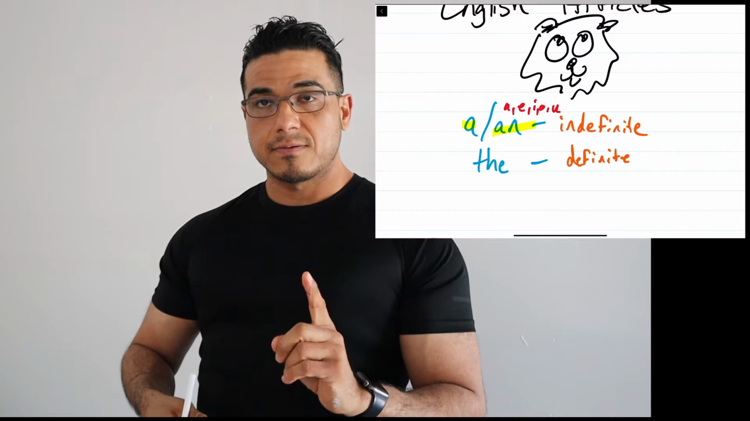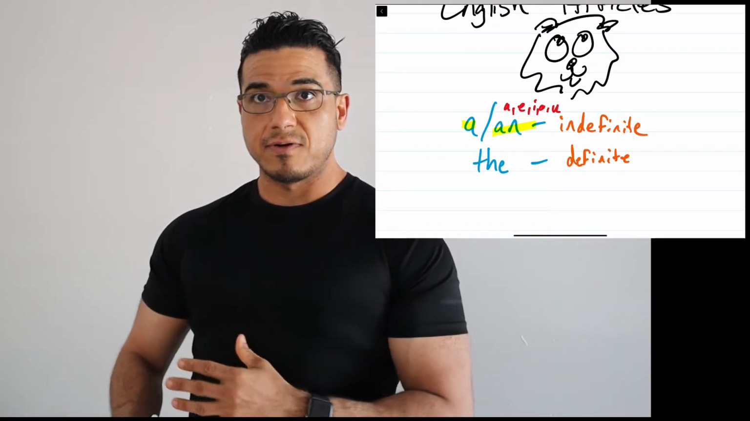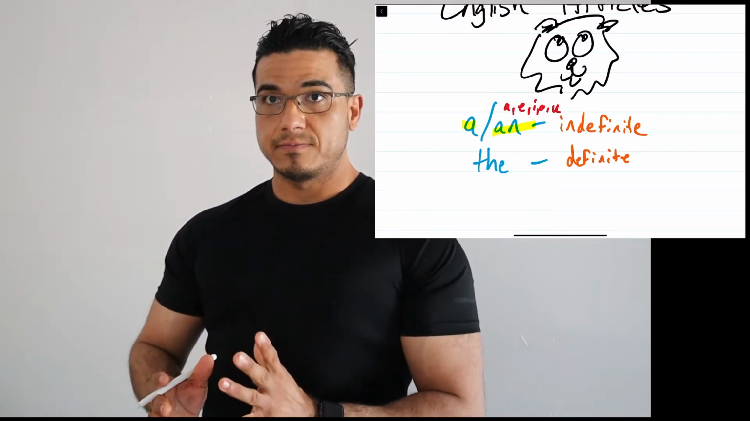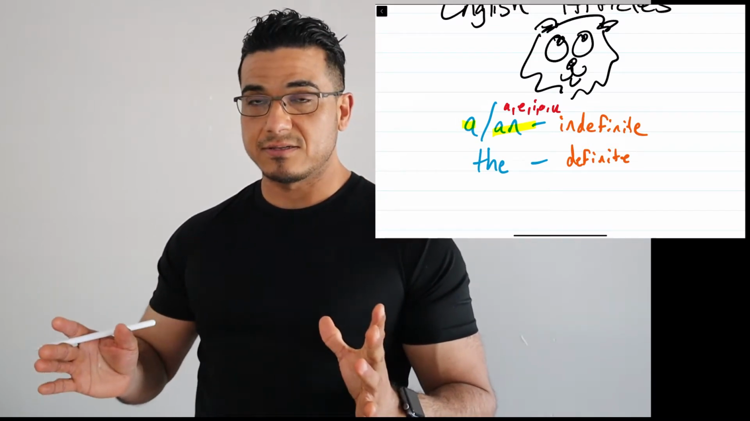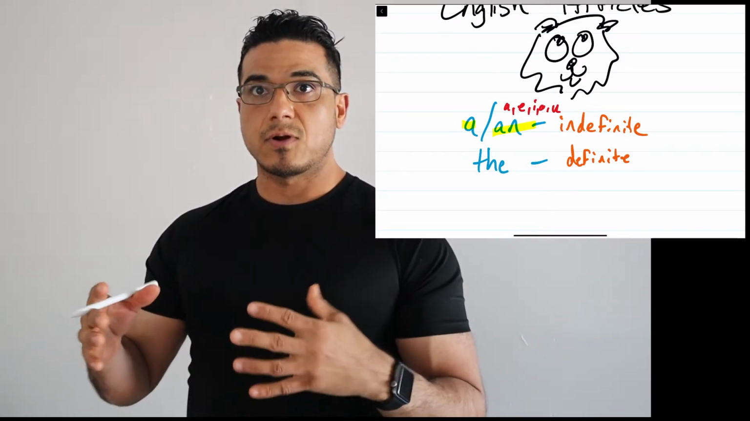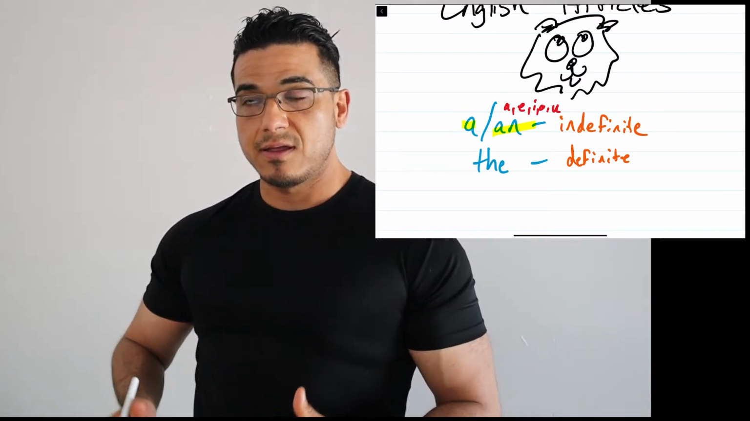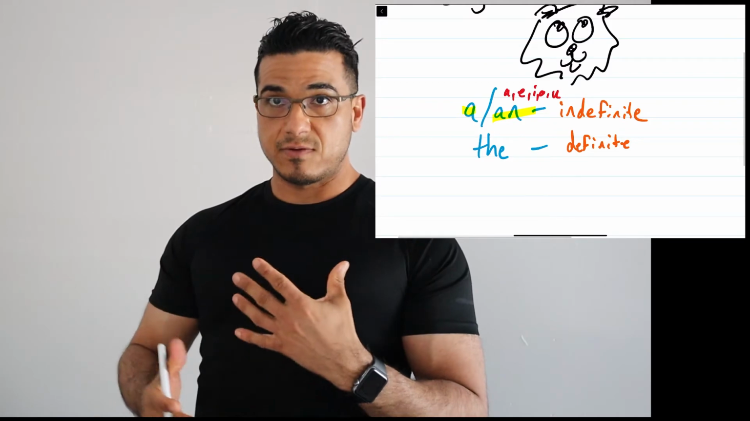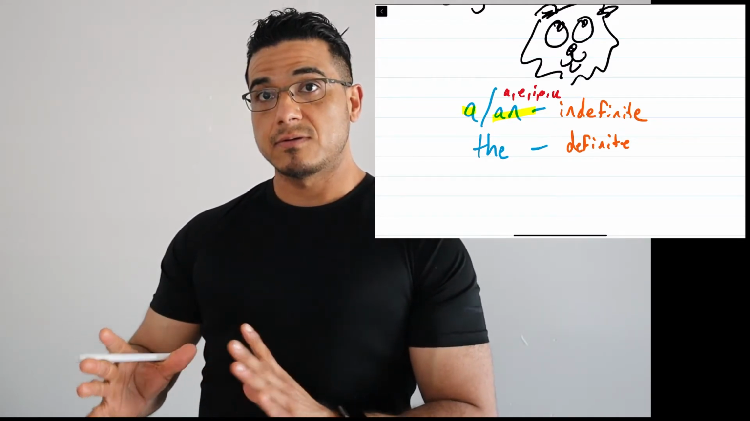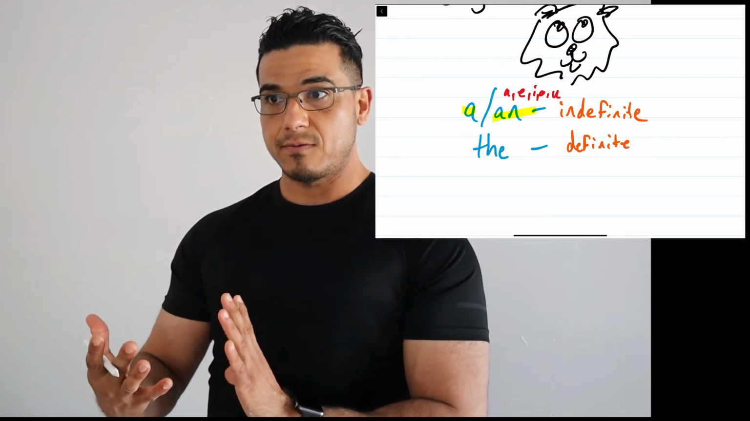All right, again, a and an, interchangeable. You use an when the word following, or the noun following, begins with a vowel. You use a for consonants. A and an are both indefinite. They're not referring to any one thing in particular. They're very broad. The, however, is very much the opposite. It's a definite article. It's always referring to a specific noun.